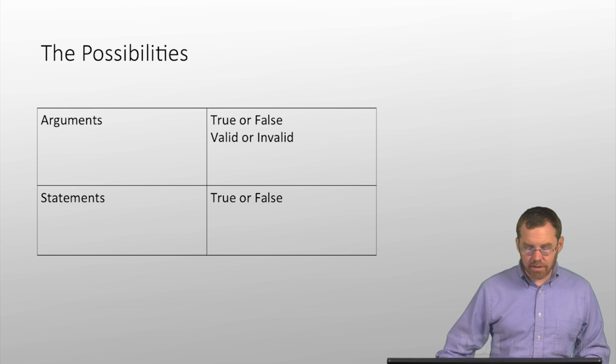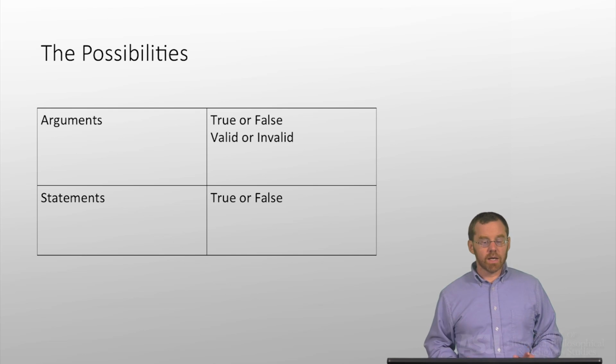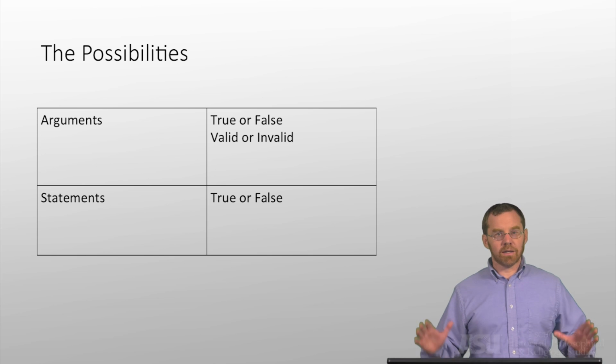So these are the possibilities. Arguments can be true or false, valid or invalid. Statements can be true or false. They are neither valid nor invalid. Asking whether they're valid is like asking whether the color blue tastes more like chicken or beef. Right? It just doesn't make any sense.